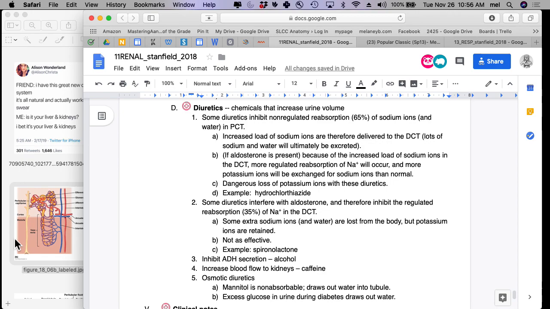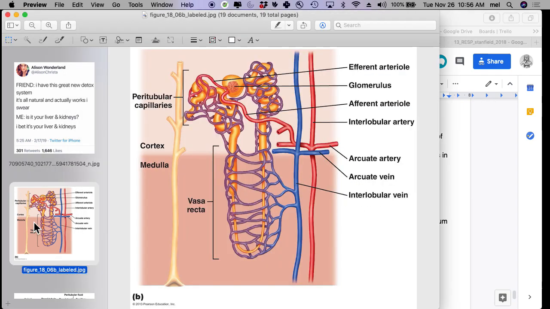What were you going to say, Rebecca? Lasix is furosemide. Okay, so this one's similar to Lasix. So hydrochlorothiazide. Okay, so these are your diuretics that have the risk of a dangerous loss of potassium associated with them. Now, the other diuretics are not as effective, but also not as risky.